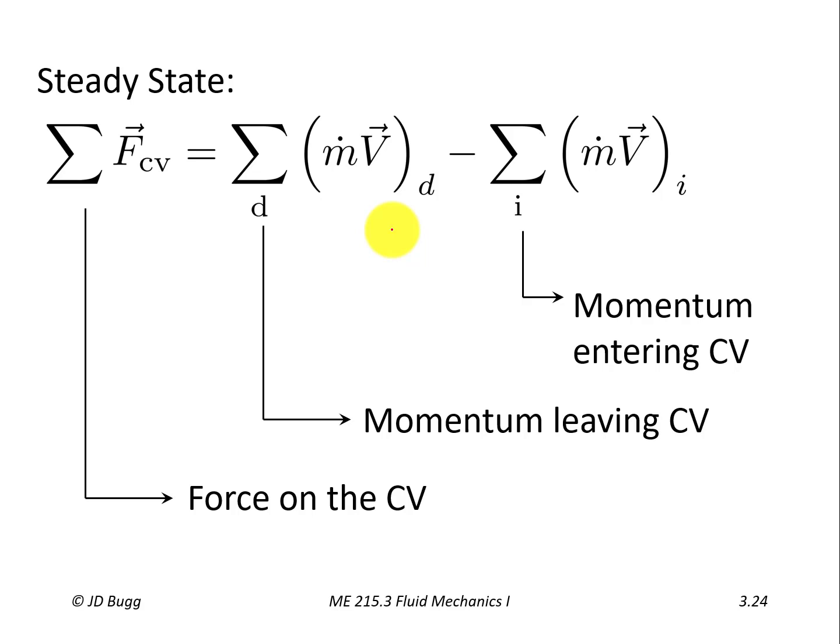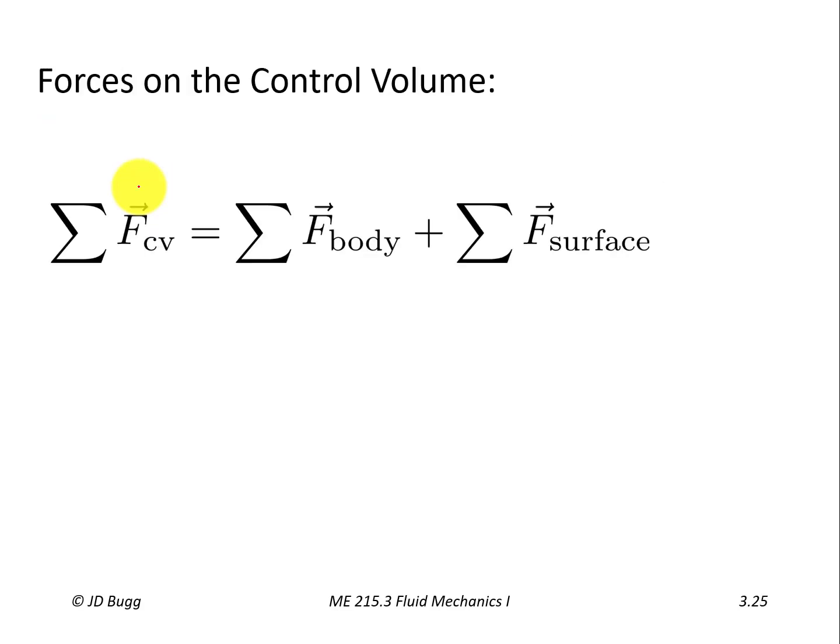Now, the last thing we need to do here in order to come up with our working equation for linear momentum problems is we need to take a look at this term in quite a bit more detail, because there are several ways that forces can be exerted on control volumes, and we need to take a look at all of the ways that that can happen, essentially to finish off the left-hand side of this equation. So next, we're going to look at all of the forces on the control volume.